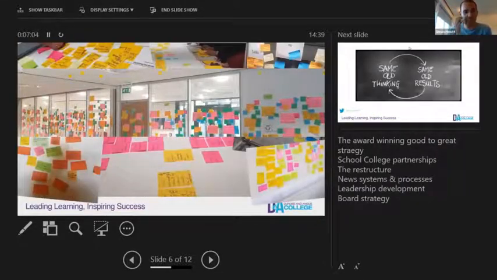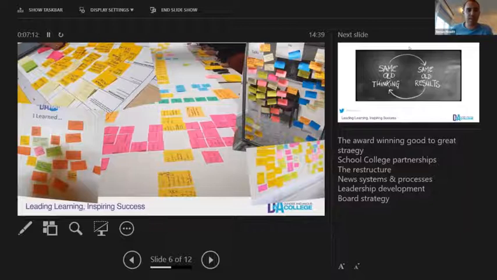So that then escalated, and from there, almost everything that we've done over the 4 years, any big change or rapid change that the college has made, has had some form of service design or tools and methods underpinning it. The award that we won for the Good to Great strategy, which was a national award, was all underpinned by service design methodology. We co-created our new school-college partnerships, and some of the outcomes of that have just been truly remarkable.